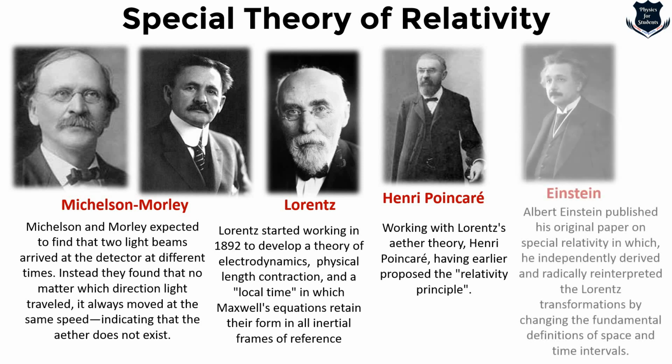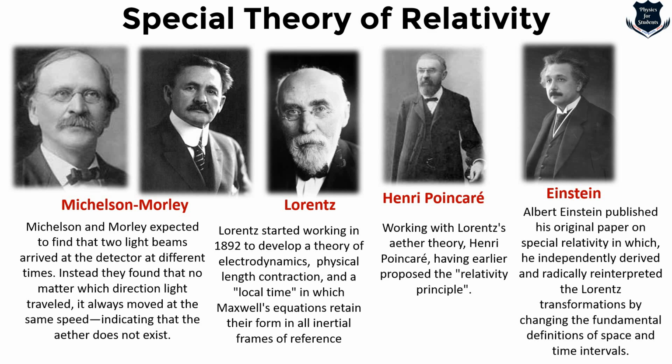However, a little later in the same year, Albert Einstein published his original papers on special relativity, which again was based on the relativity principle. He independently derived and radically reinterpreted the Lorentz transformation by changing the fundamental definitions of space and time intervals, while abandoning the absolute simultaneity proposed by Galilean kinematics, thus avoiding the need for any reference to luminiferous ether in classical electrodynamics. This is the pretext, this is the context in which the special theory of relativity actually came into being.